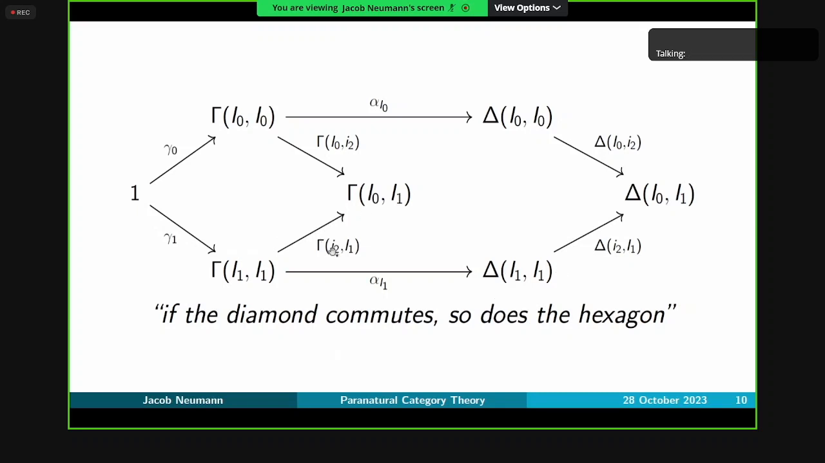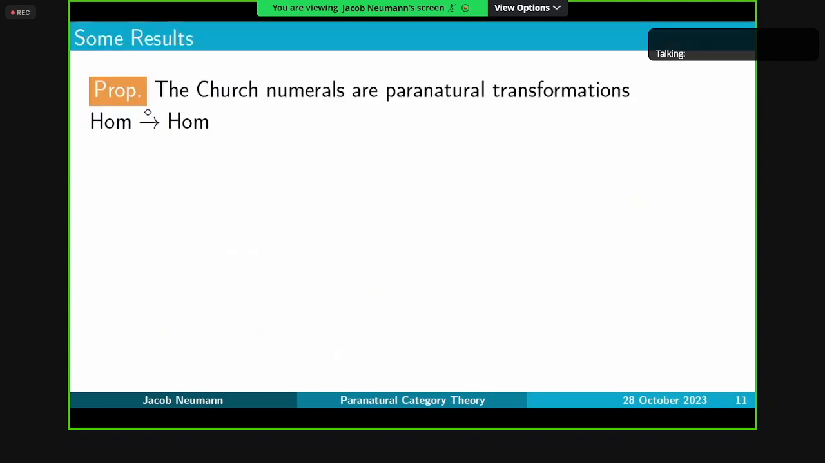And so it's relatively straightforward to see that any paranatural transformation is going to be a dinatural transformation. So it is a strengthening of the notion of dinatural transformation. So that's the definition.